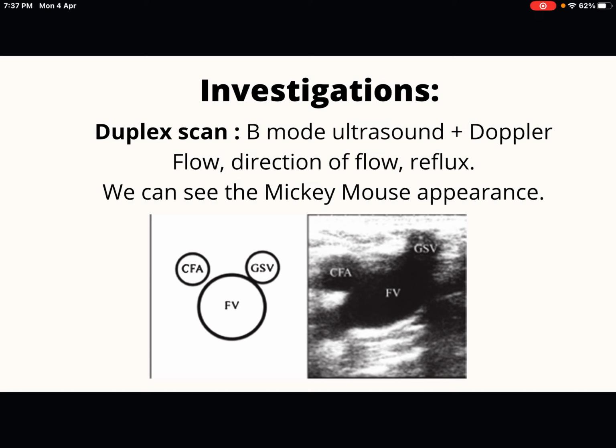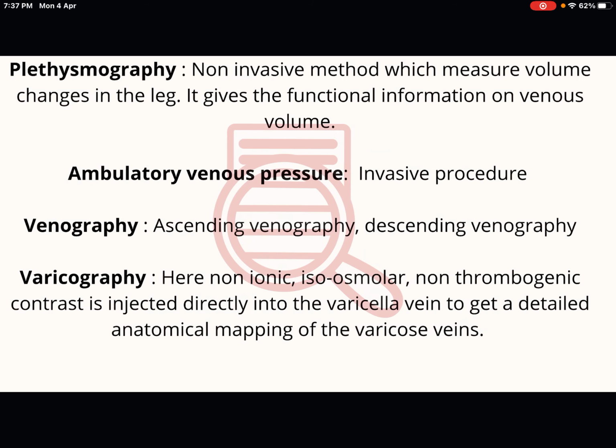The main investigation of choice is duplex scan. What is a duplex scan? You have to just mention this: B mode ultrasound plus Doppler. There we'll get to know the flow, direction of flow, reflux if it is there. Everything will be seen, and it appears as a Mickey Mouse.